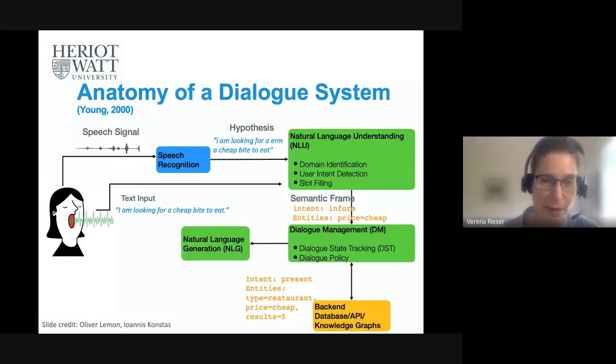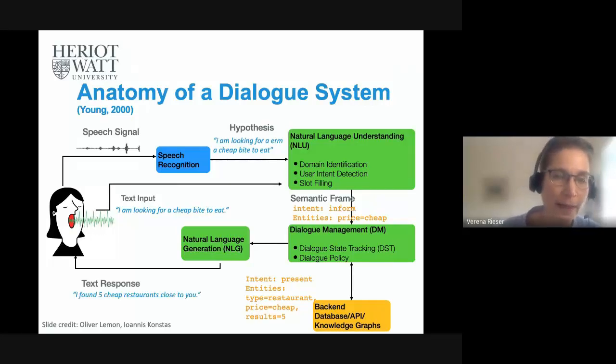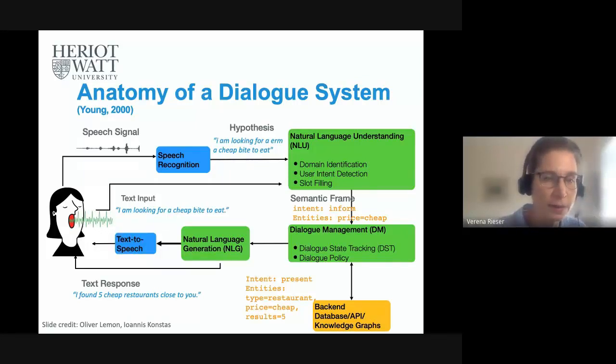So then this output, the dialogue act, needs to be realized into text or translated into text, and that's the job of the NLG module, which I'm sure you all know. And that then, if you've got a text-based system, goes straight to the user, and if you've got a spoken dialogue system, you will also have a text-to-speech synthesizer in between. So I've mainly worked on the NLG and the dialogue management module.